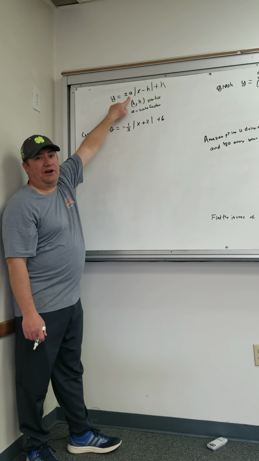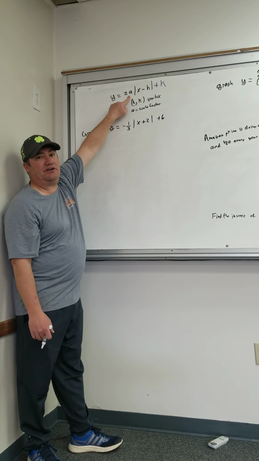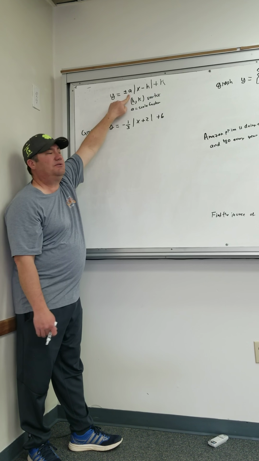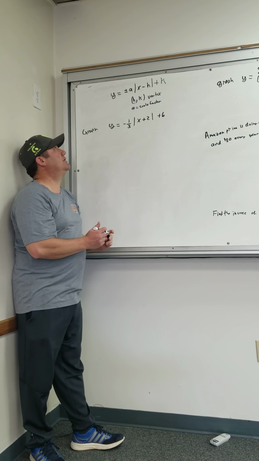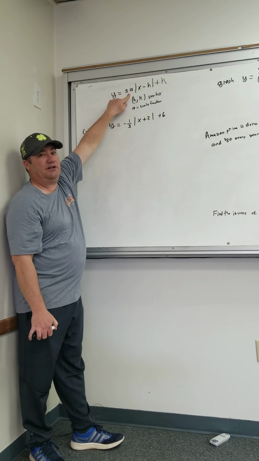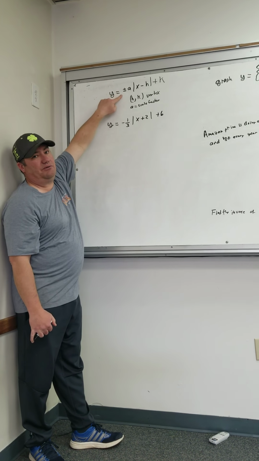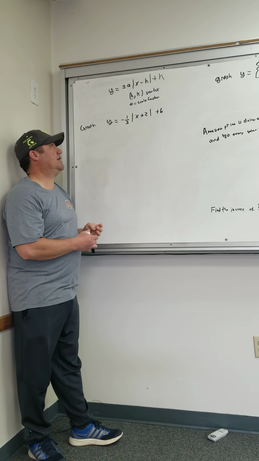The value in front, multiplied to the absolute value, represents whether it's going to get wider, if it's between 0 and 1 in absolute value, or it's going to get thinner or steeper if that value is greater than 1 in absolute value. It will open up if it's positive, and it will open down if it's negative. That's pretty much all you're going to need when you do the absolute value ones.